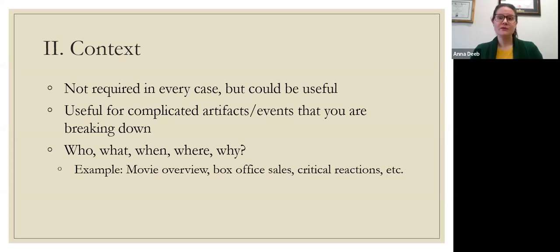You can work with your professors or bounce your ideas off of other scholars to see if you need a context section.